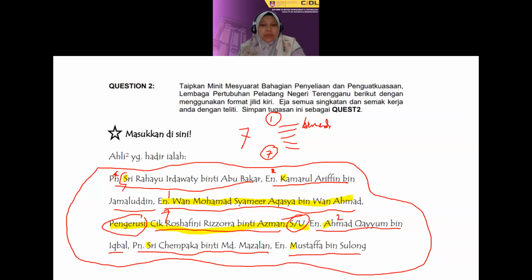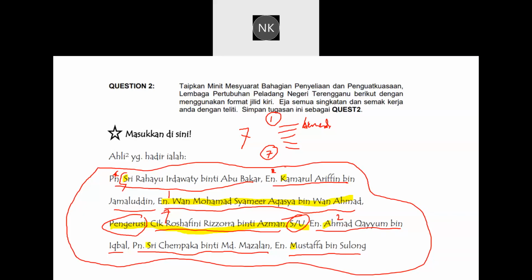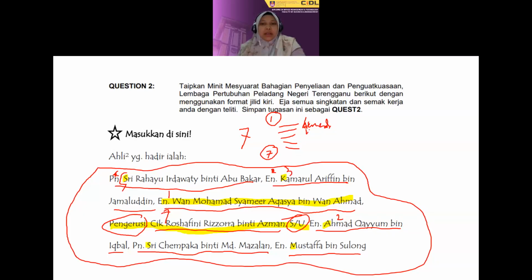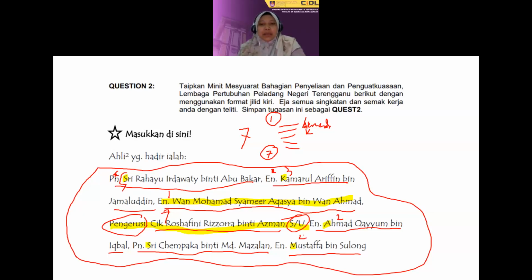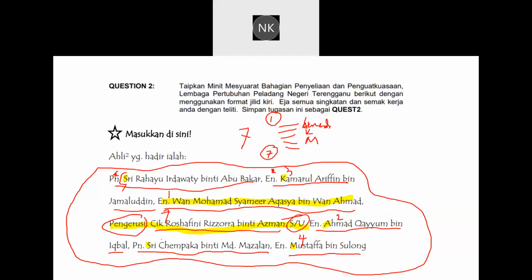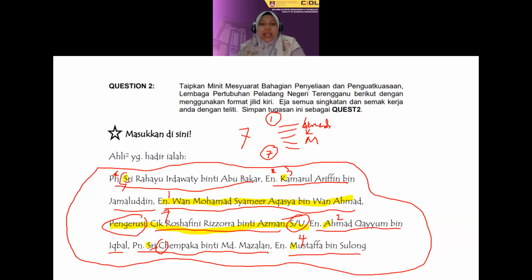Okay, so number 3. Kamarul Arifin. Clever. Yes, Encik Kamarul Arifin. Okay, so 2, 3, 4. Number 4 is Mustafa. Okay, thank you. Lastly, not lastly, there are 2. We have 2 S: Seri Rahayu and Seri Cempaka. Which Seri comes first? Seri Cempaka, because it's C and the spelling of Seri is the same. So Seri Cempaka first, then Seri Rahayu. Clever. Last of all, the Secretary Cik Rosyafini.